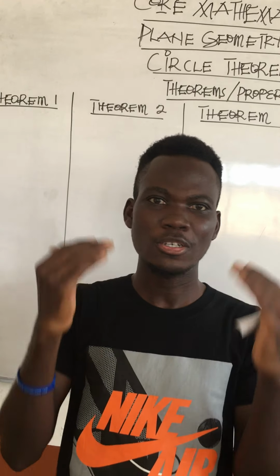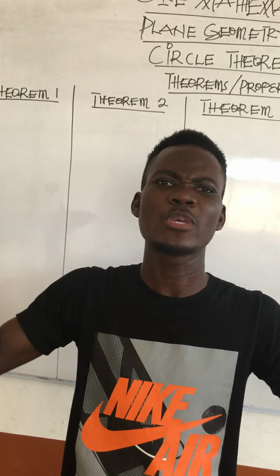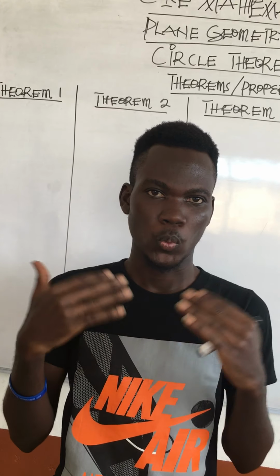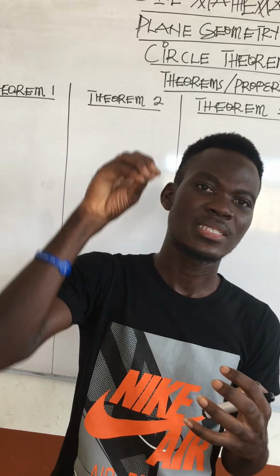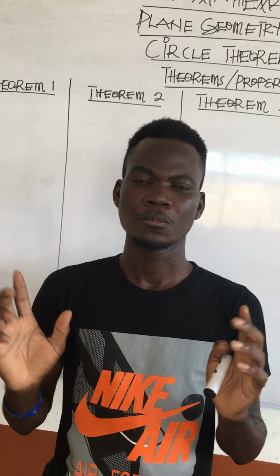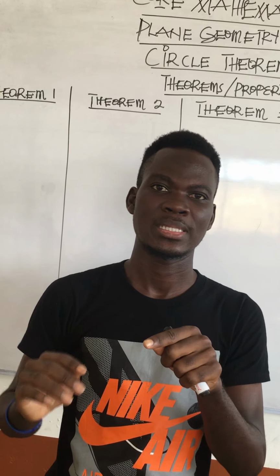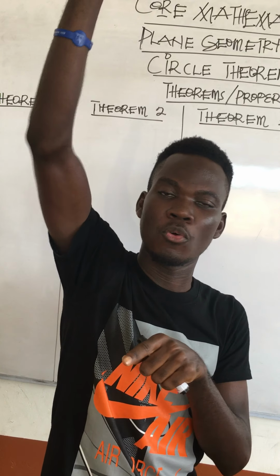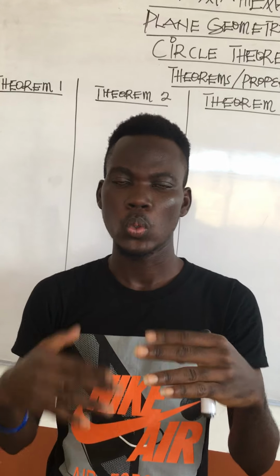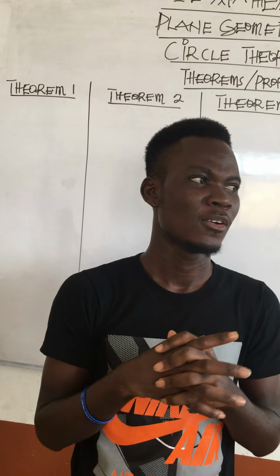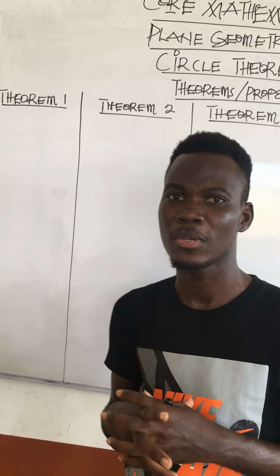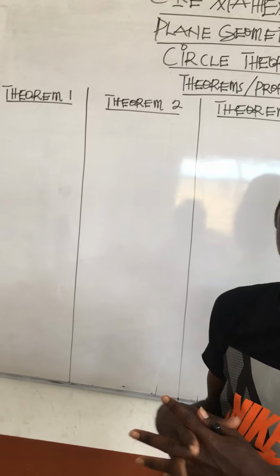So what comes to mind is that we have a chord always below or above the center. The center of a circle is O. Where the O is, a chord can be drawn above or beneath the center, beneath in the sense of below. So for us to get the concept of the circle theorem, we'll look at the first theorem of the circle theorem.